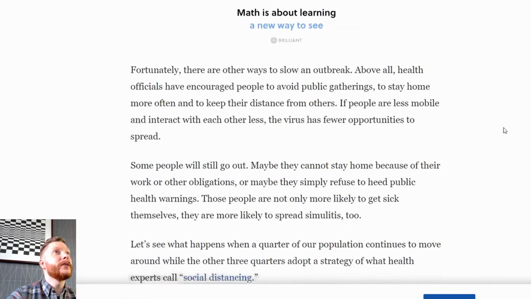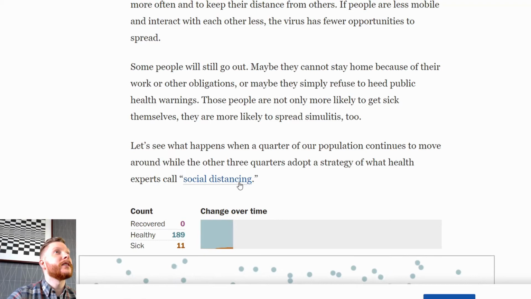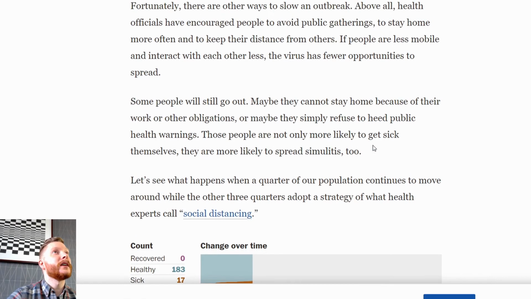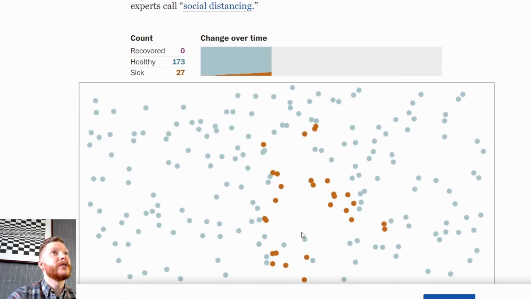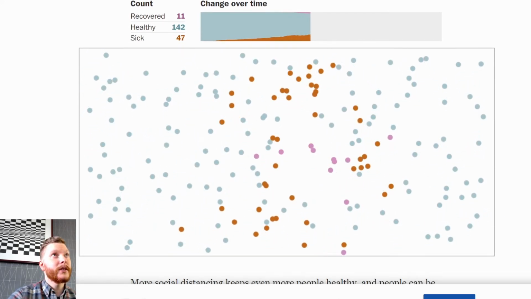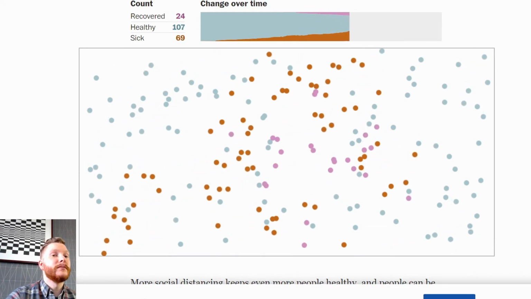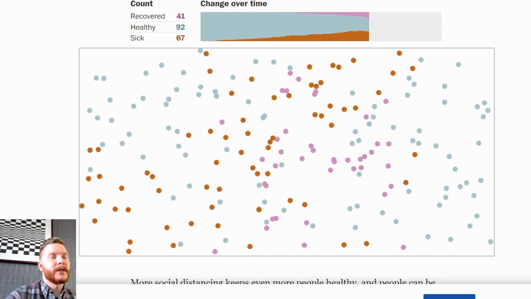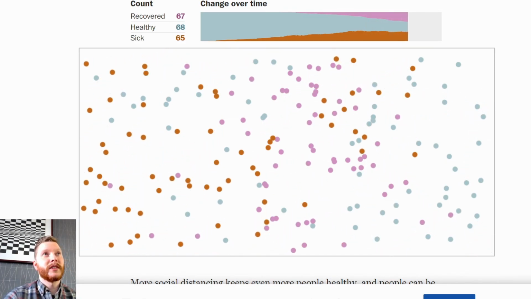So they run through a few simulations of what can happen, and this is when they get really interesting. They talk about social distancing. So they say what you do is you only let 25% of your population move, and you tell everyone else to stay at home. So this is a simulation of what would happen if you make most of your population stay at home, but you let, let's say, 25% move around.